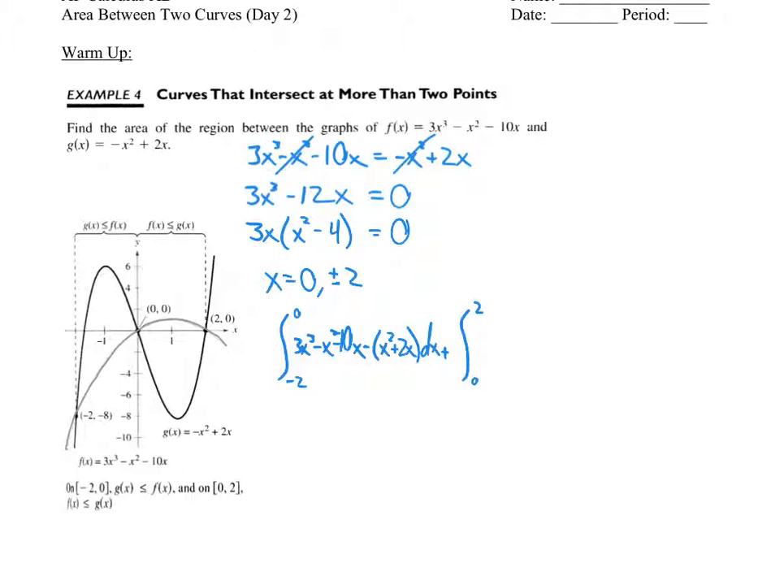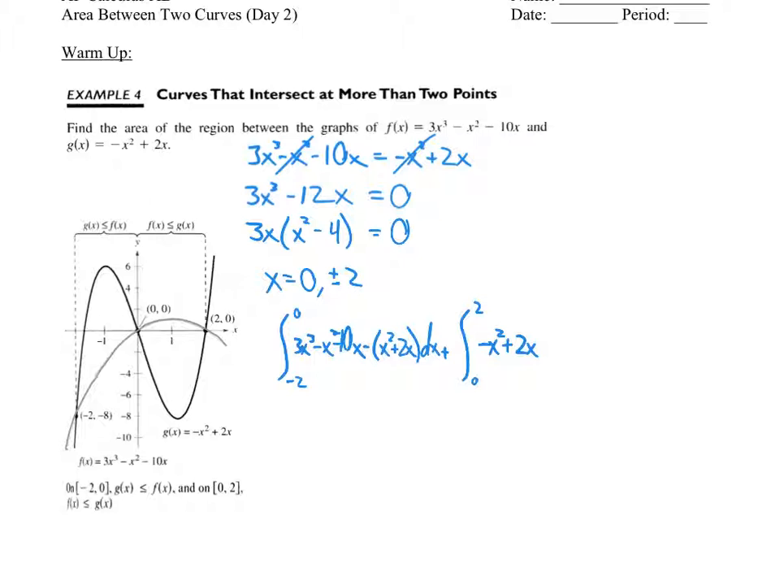You could also then plug in a 1. 3 minus 1 minus 10 is negative 8. Negative 1 plus 2 is 1, so the g is bigger. Okay? Remember, another way you can handle this is since you're setting it up, you could just subtract them in whichever order you want and take the absolute value. Okay, just make it be positive.